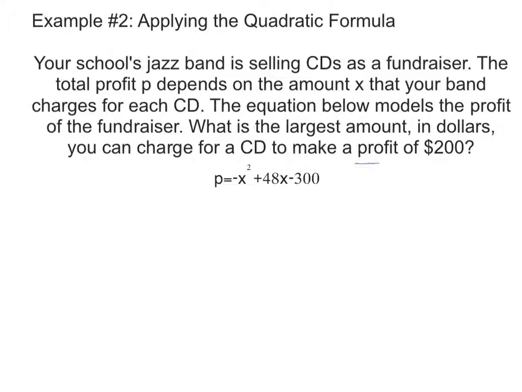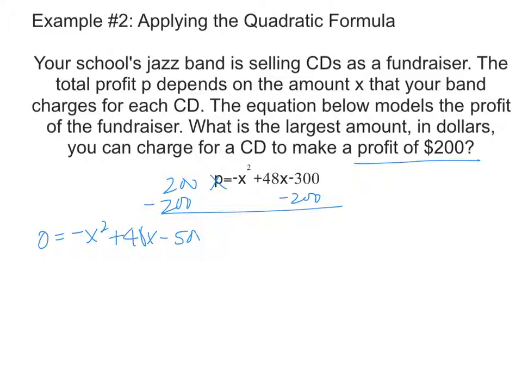Okay, that last piece is really important for our equation. So a profit of 200 now means that P is 200. So I'm going to cross that out and put 200. Now remember, to even solve any of these things, we need to be sure that this is in standard form. I need to move 200. So that gives me 0 equal to, not P, negative x squared plus 48x minus 500. So using our A, B, and C, A would be negative 1, B would be 48, and C would be negative 500. So let's go ahead and use the quadratic formula here.